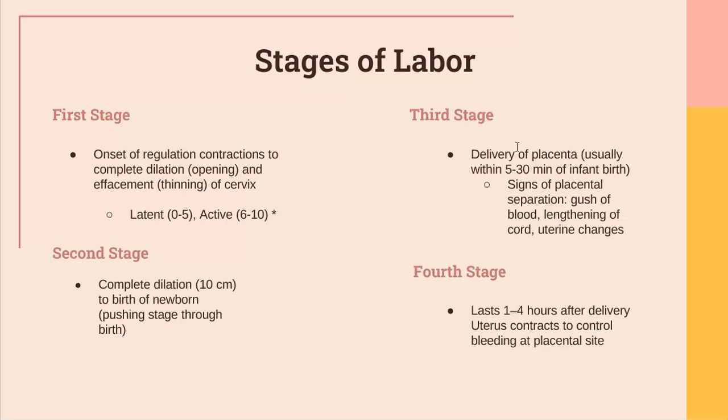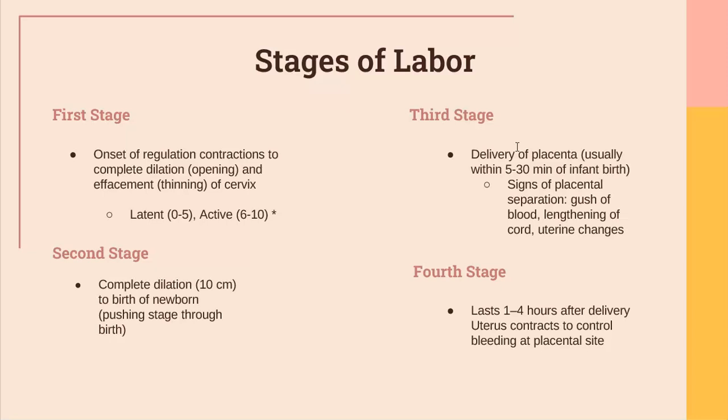We don't cut the cord immediately. Most of the time they'll do delayed cord clamping. So the infant will be born, they'll wait until the cord stops pulsing, till it's white, so that the infant can get all that blood flow from the placenta. Then usually the mother will feel a couple more contractions, and she will push the placenta out, and that's when birth is complete. So fetus is out and placenta is out.